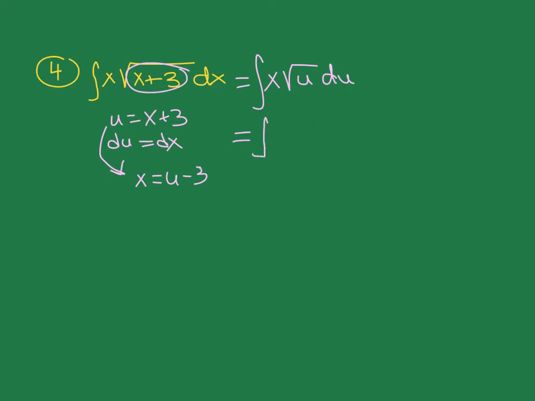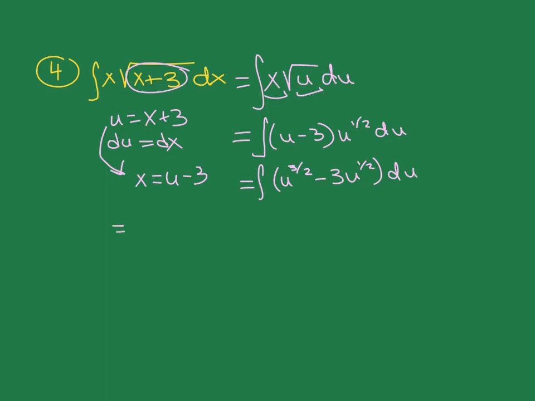So when I do this, I now am going to replace this x with u minus 3. I'm going to change this square root of u to u to the 1/2. Now suddenly the problem is similar to things that you've seen in the past. The only thing you need to do now is distribute and then do the integral. So when I distribute this, I get u to the 3/2 minus 3 u to the 1/2. This is now something I'm able to solve.